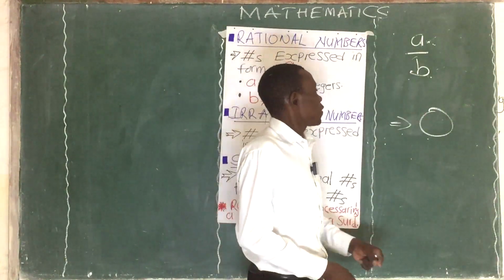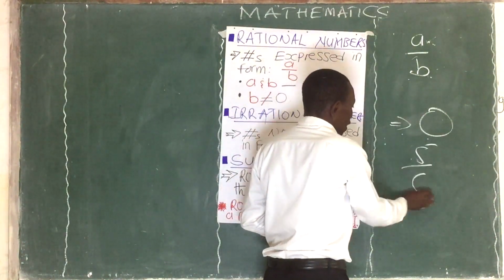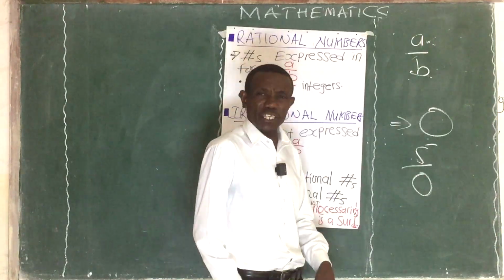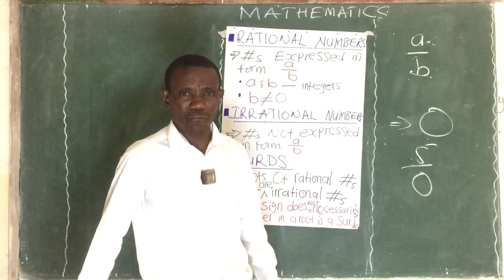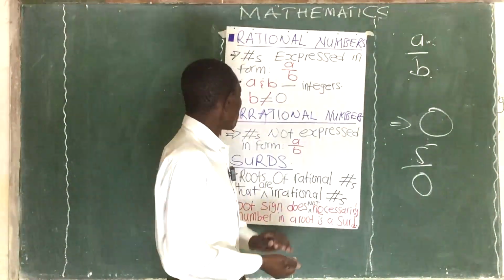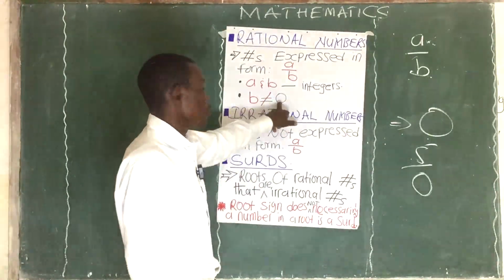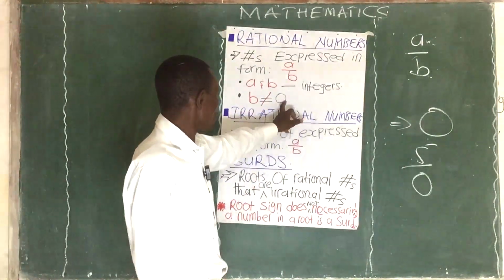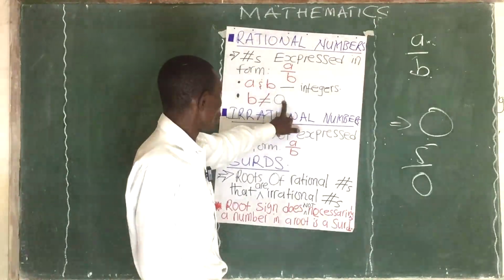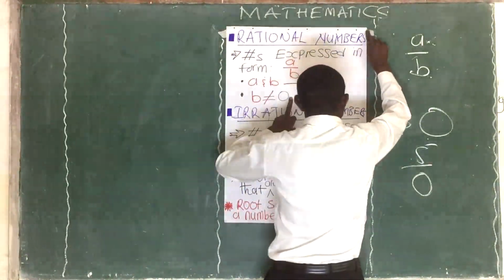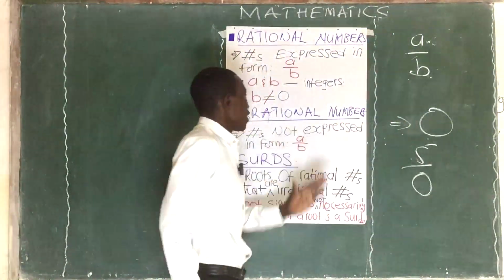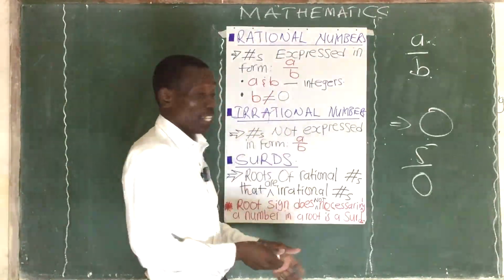This is just like undefined. Say if I've got 5 over 0, how come 0 dividing into a number? Is that possible? Not at all. So the restriction is that B should not be 0. Don't try by all means to divide by a 0, because it will not exist. That one we just say it is undefined. In mathematics, that is meaningless.